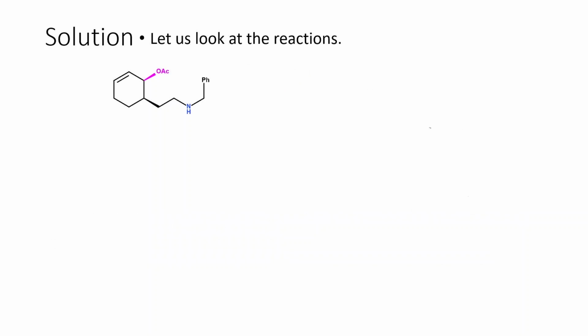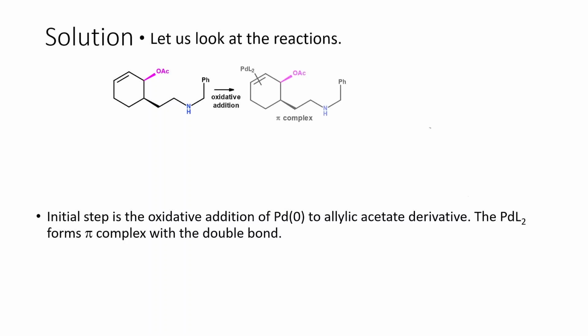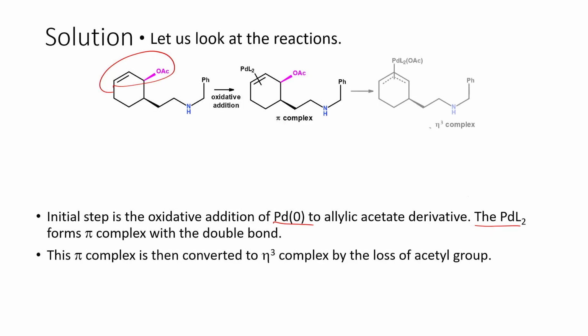So the first step is nothing but an oxidative addition reaction, because we are using a palladium catalyst in this one. The palladium 0 adds to the allylic acetate. So this is the first step that is happening. So basically the pi complex is formed. So once the pi complex is formed, the next step is the eta 3 complex formation.